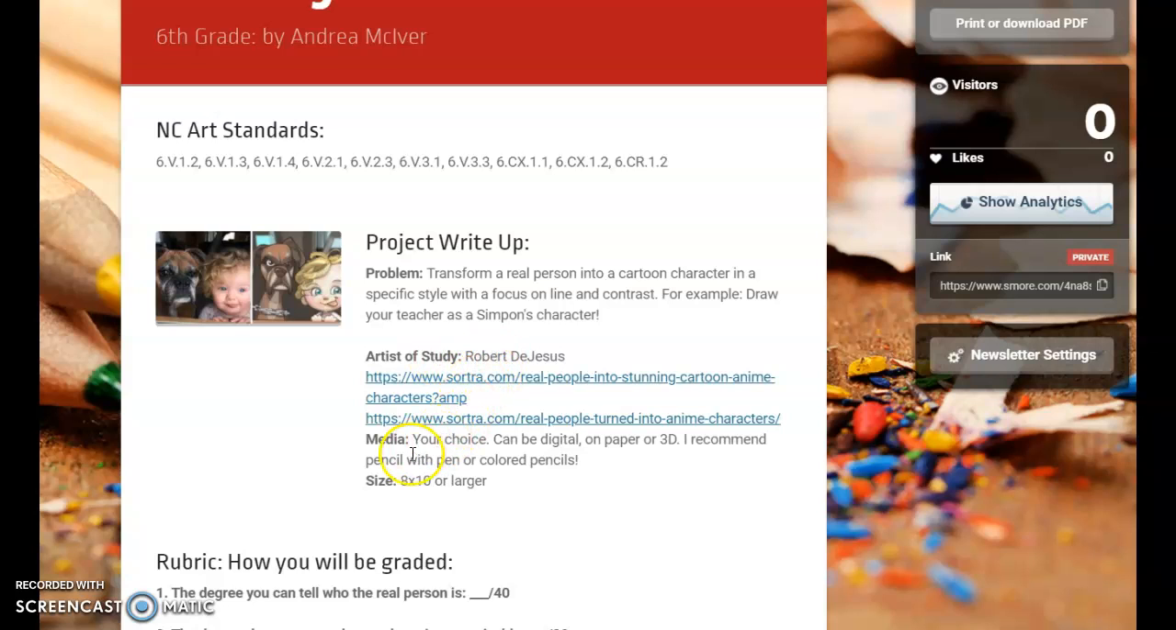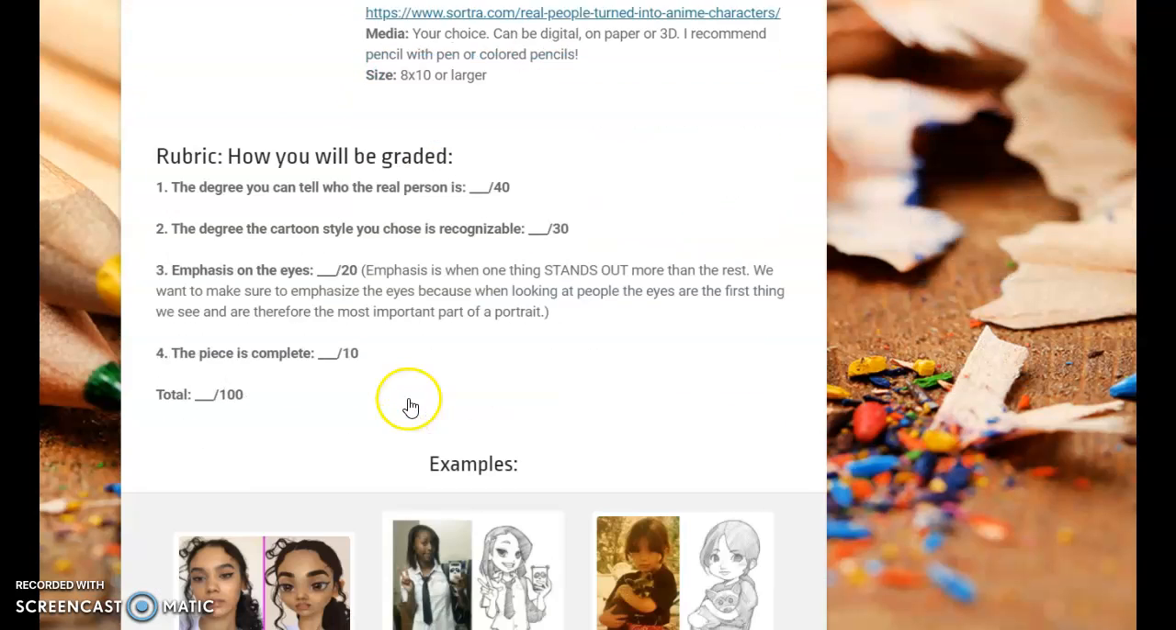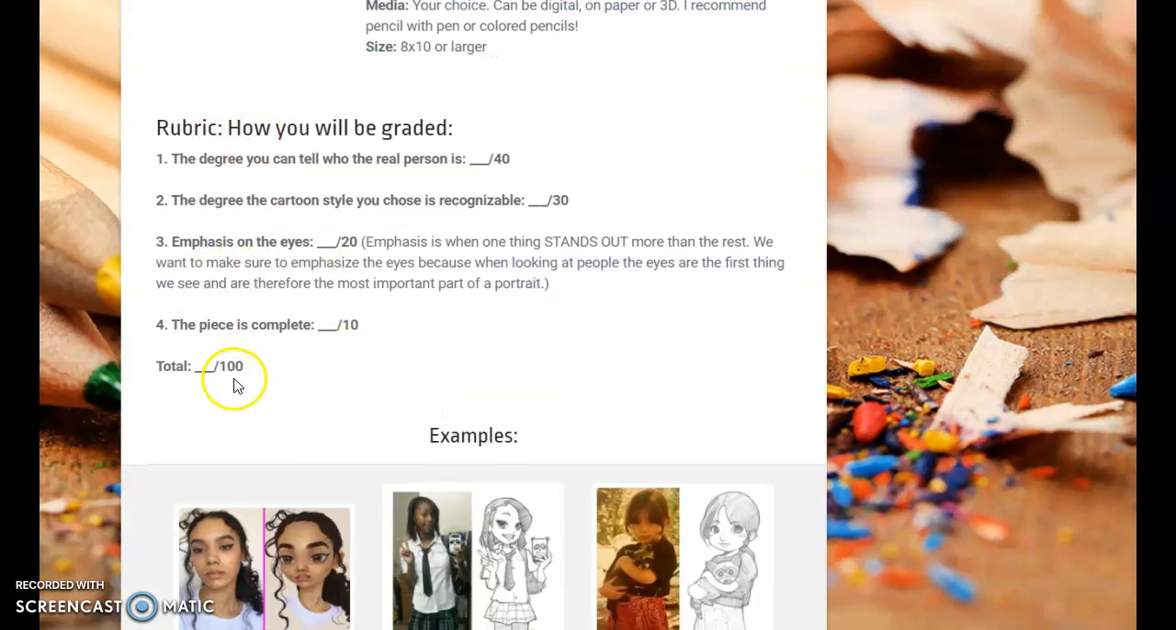It's really, really awesome. It's your choice for media of what you want to use. I would recommend pencil with pen or color pencil, obviously pencil first. And I would do 8 by 10 or larger. Remember, we talked about depending on how fast you work, you might want to pick a bigger piece or a smaller piece. Your rubric is here so you know how you'll be graded. Make sure you look over this and your teacher can go over this with you. And I'm going to go over it with you when we do the self-evaluation later on.